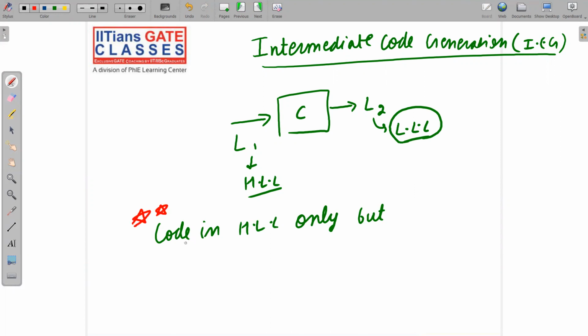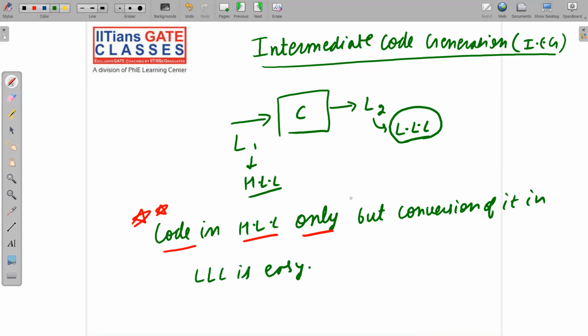That is, intermediate code is the code in high level language only, but conversion of it into LLL is easy. So it is nothing but a new way to represent HLL code only. Again, I am repeating. This is code in high level language only, but its conversion into low level language will be very easy. Let me jump to the next slide and I will show you the types of intermediate codes.